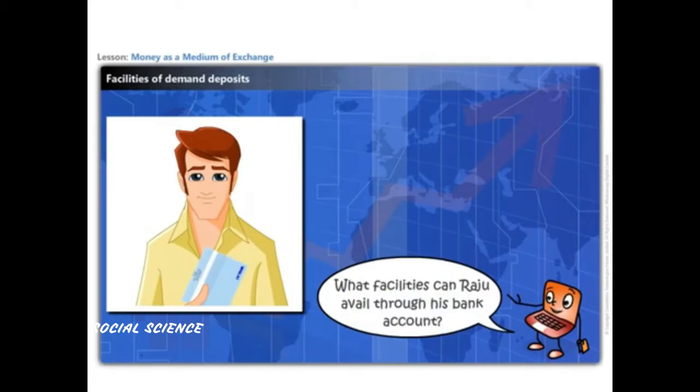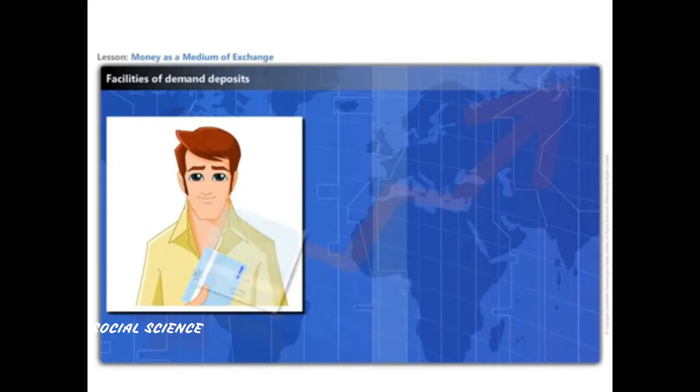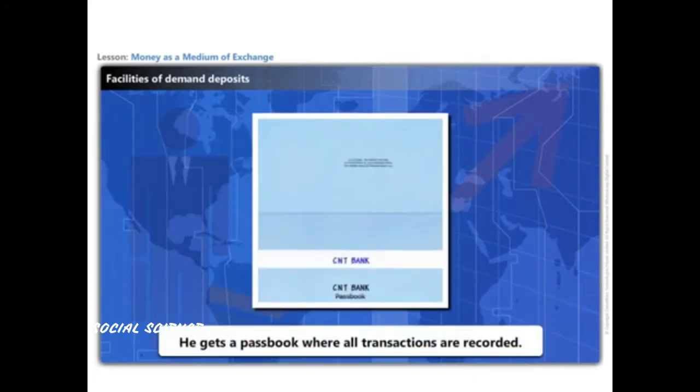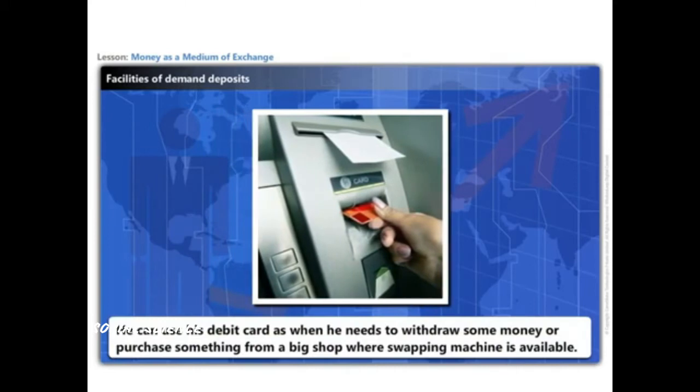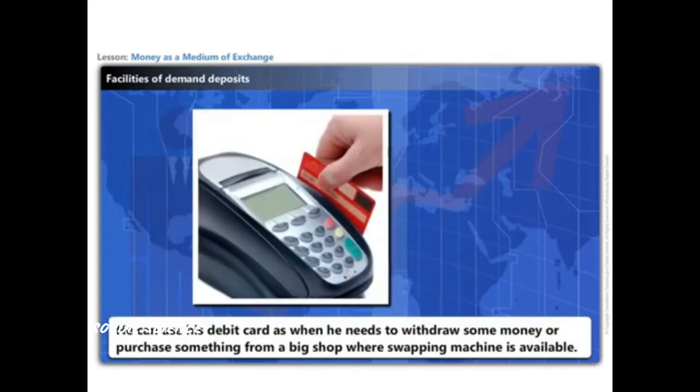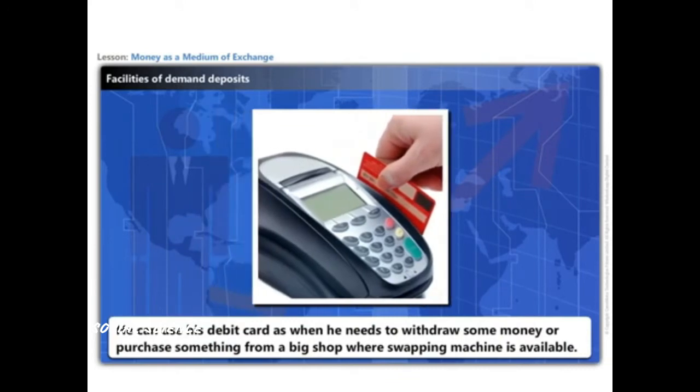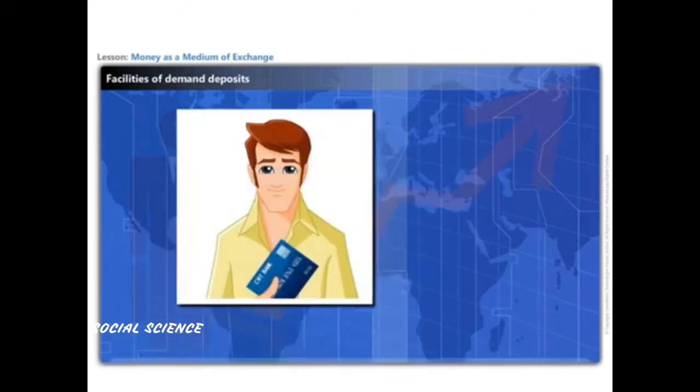What facilities can Raju avail through his bank account? He will get a passbook where all transactions are recorded. If he opts for a debit card, then he can use his debit card as and when he needs to withdraw some money from ATM or purchase something from a big shop where a swapping machine is available.